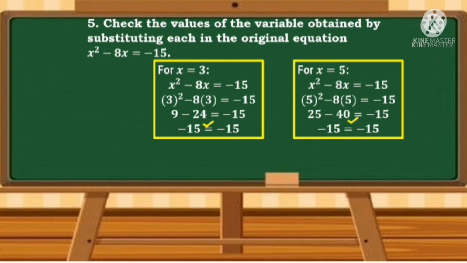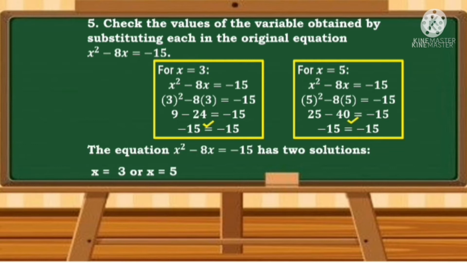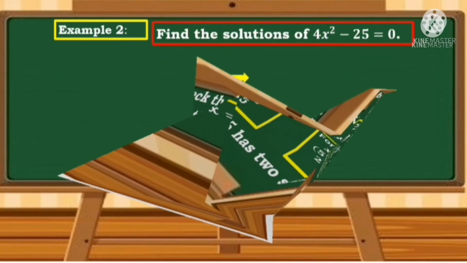So both values of x satisfy the given equation. x squared minus 8x equals negative 15 is true when x is equal to 3 or when x is equal to 5. Therefore, the equation x squared minus 8x equals negative 15 has two solutions: x is equal to 3 or x is equal to 5.